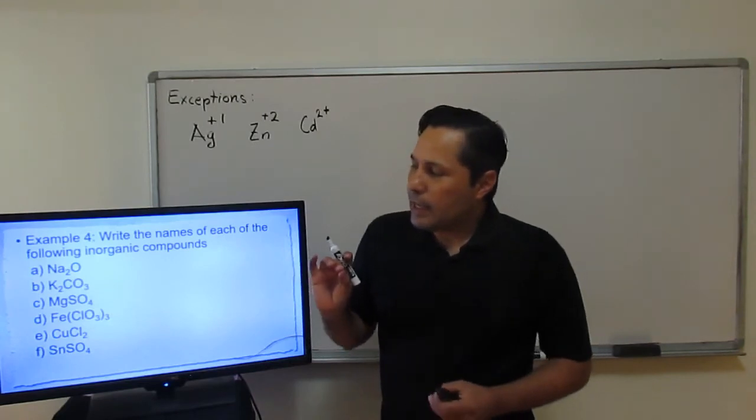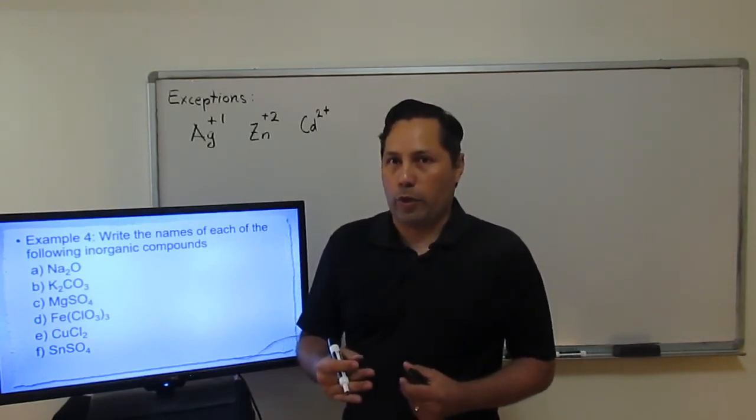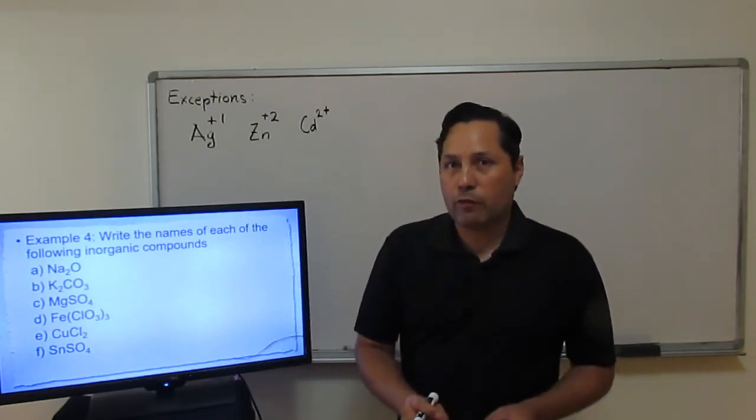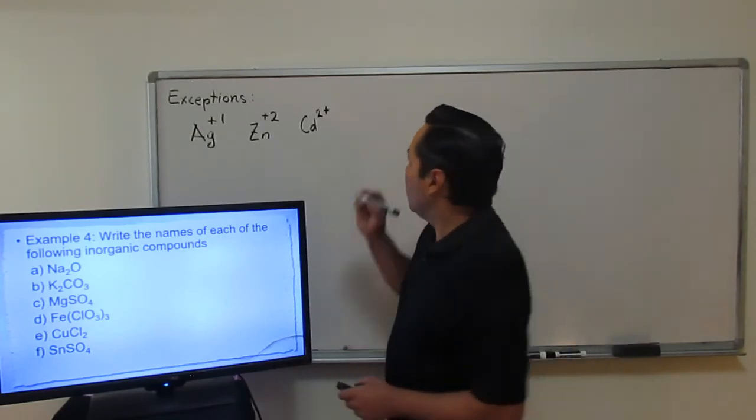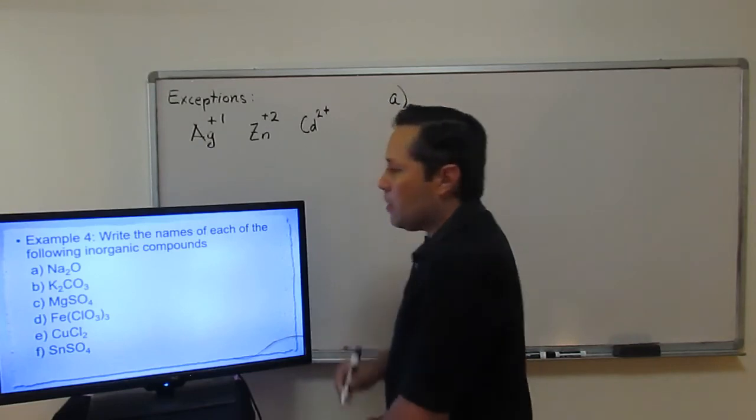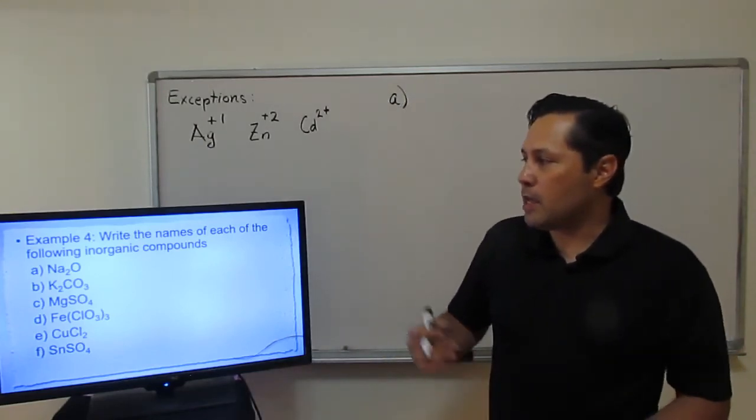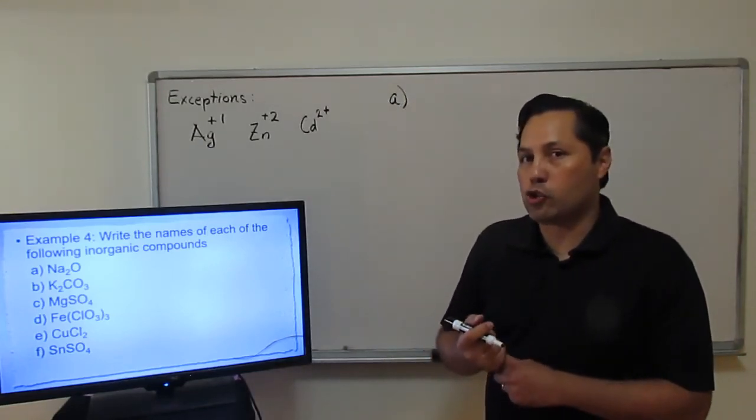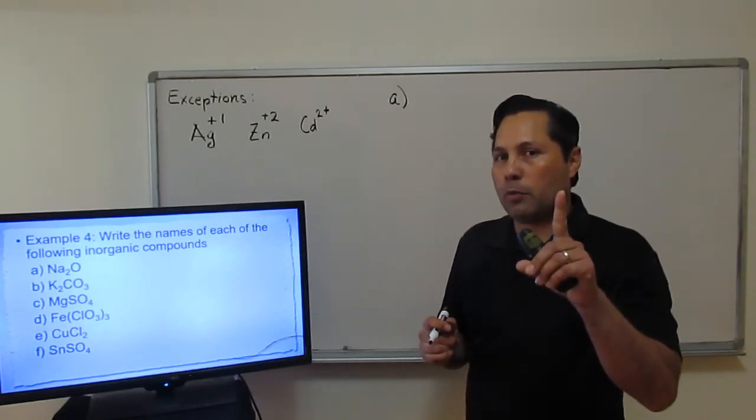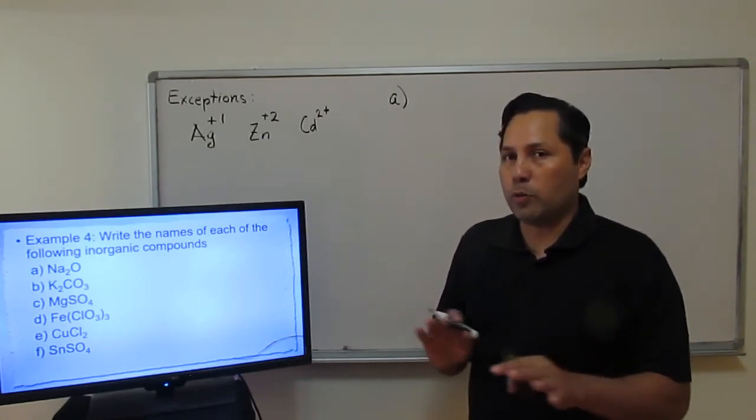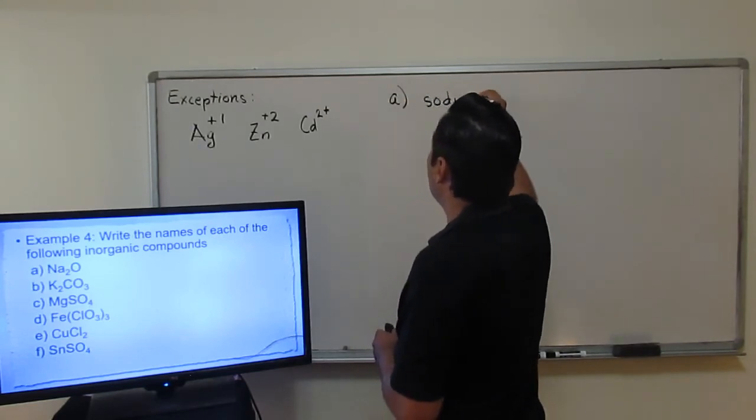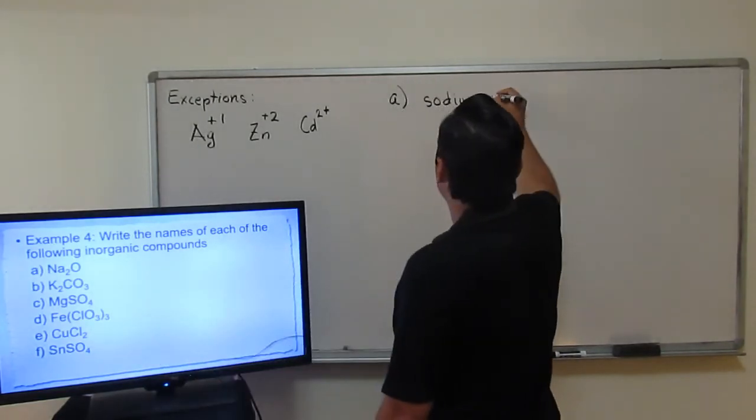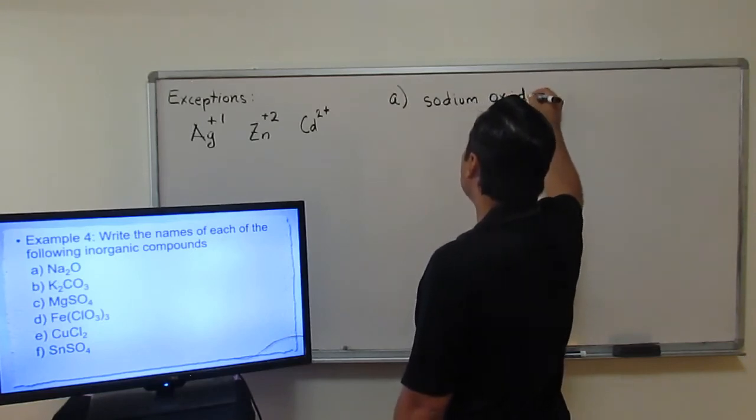Again, if they got Roman numerals, you got to do extra work and figure it out. If they do not have Roman numerals, then it makes your life very simple. You just write down the names you see. Let's start with A. For A, you have Na2O. Na is sodium. It comes from the first column of the periodic table. No Roman numerals required. So you just write sodium, O, so oxygen, which is changed to oxide.